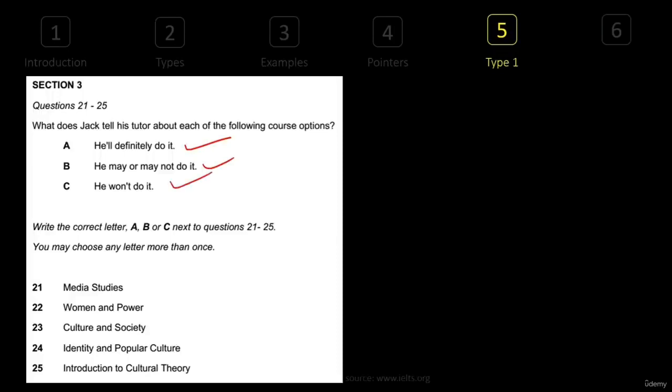So when they're playing the audio, they're going to talk about something about this guy Jack and media studies. As we have heard in the audio, he might not do media studies for some reason. They'll explain the reasons. Second one, women and power. He might do it or he might not do it. Right? So the same way it will continue and you have to find the answer for each.